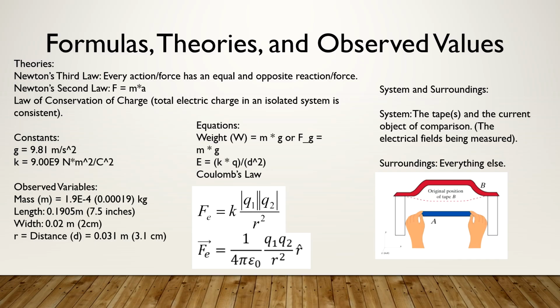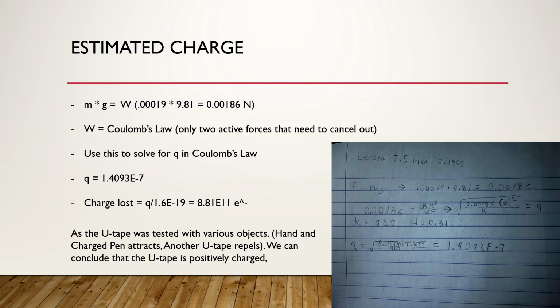For the estimated charge, I compared the value we got from the m times g calculation, being weight or W here, to Coulomb's law, and then using that, I solved for Q to then get the estimated charge of one of the tapes. And as we tested the U tapes compared to other various objects, I decided that it should be positively charged based off of how it reacted to neutral and other positive objects.